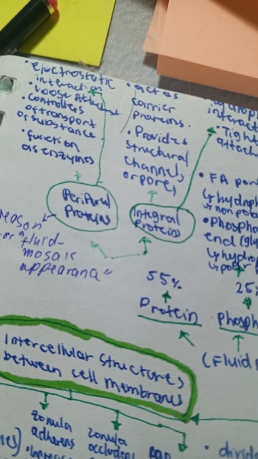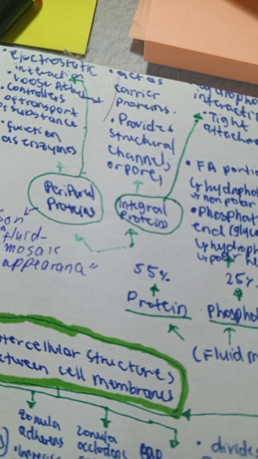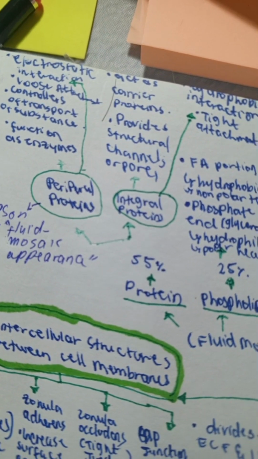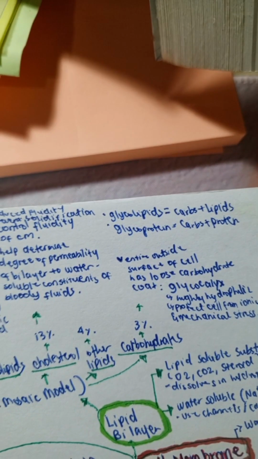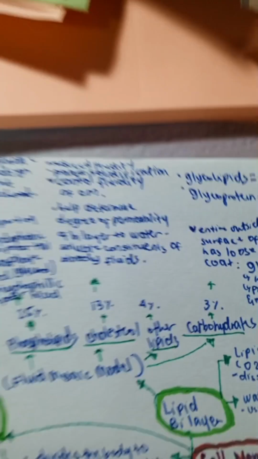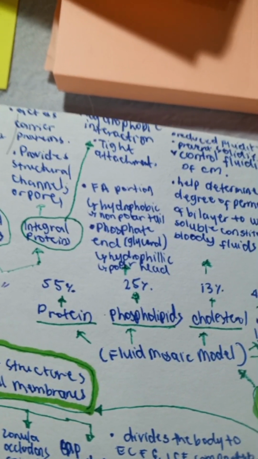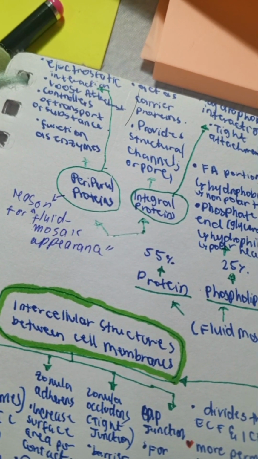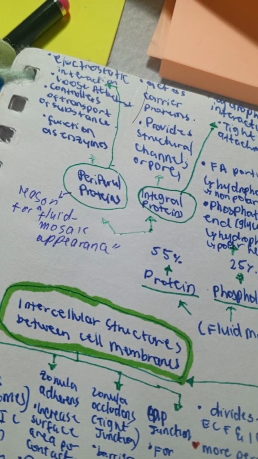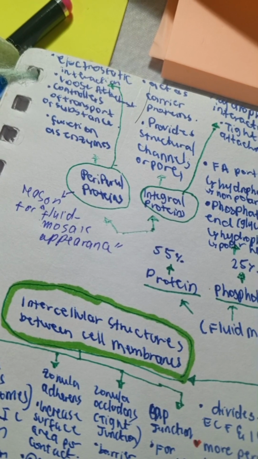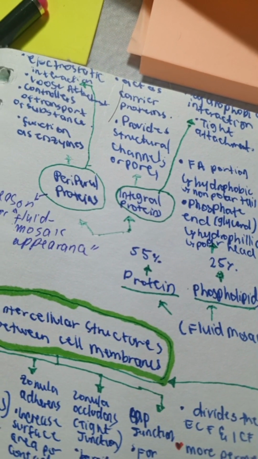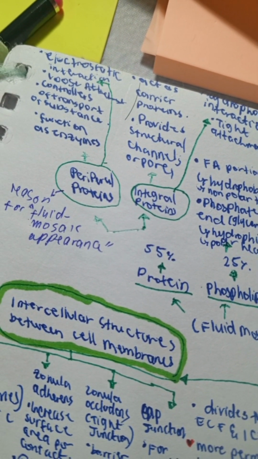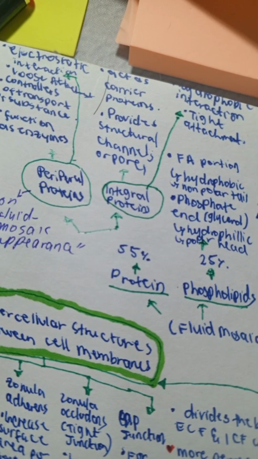Another type of protein is the integral protein. This acts as a carrier protein, and it provides structural channels or pores. And this is hydrophobic interaction, and it has a tight attachment. So those are the two types of protein in the lipid bilayer: the peripheral proteins, which have loose attachment, while the integral proteins have tight attachment. The integral protein functions as a carrier, and the peripheral proteins function as an enzyme.